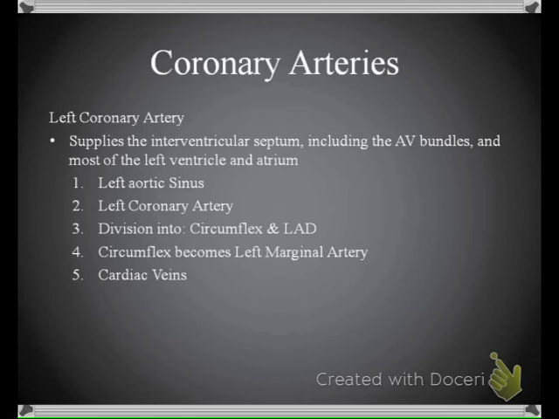So we have the left aortic sinus, which is where we begin. Then we have the left coronary artery, and it has a division into the circumflex and the LAD. And the circumflex becomes the left marginal artery, and then we have the cardiac veins, which help to return the blood back into the right atrium.